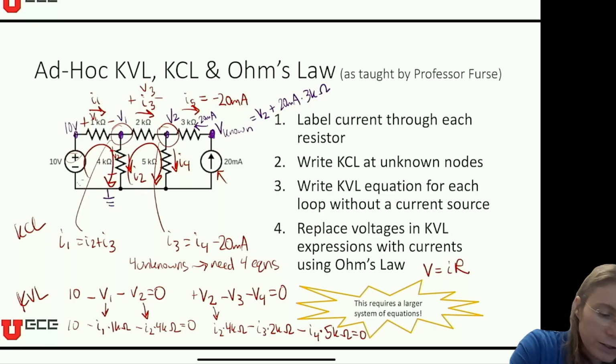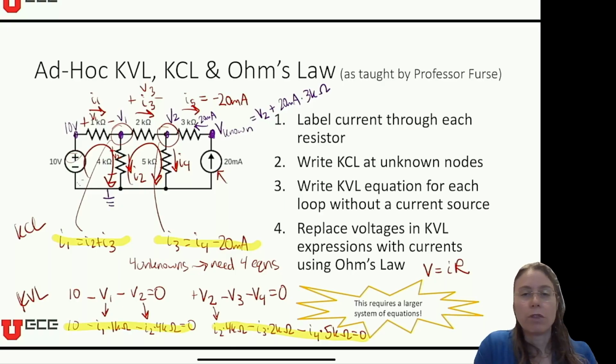So now I have, let's highlight them, I have 1, 2, 3, 4 equations with 4 unknowns, I1, I2, I3, I4. So that's a system I could solve and then get all those currents.